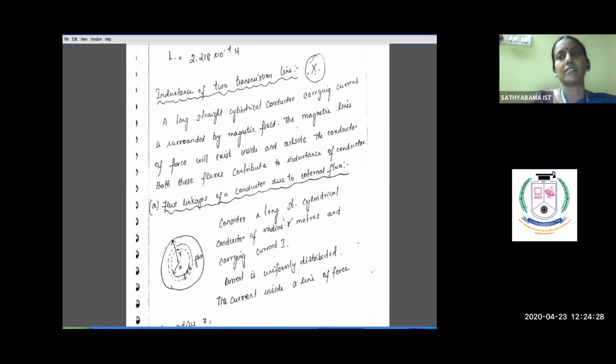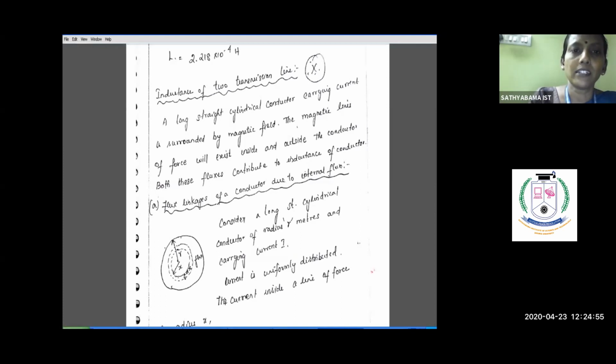So the next topic is going to be inductance of a two-wire transmission line. The question may be like this also in university sometimes. So inductance of a single phase transmission line, or else they may ask the question as inductance of two parallel conductors or inductance of a two-wire transmission line. Whatever it may be asked, the derivation is going to be the same here.